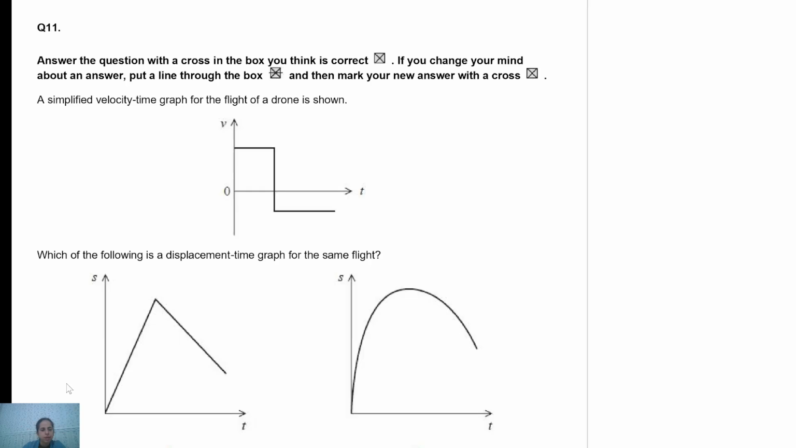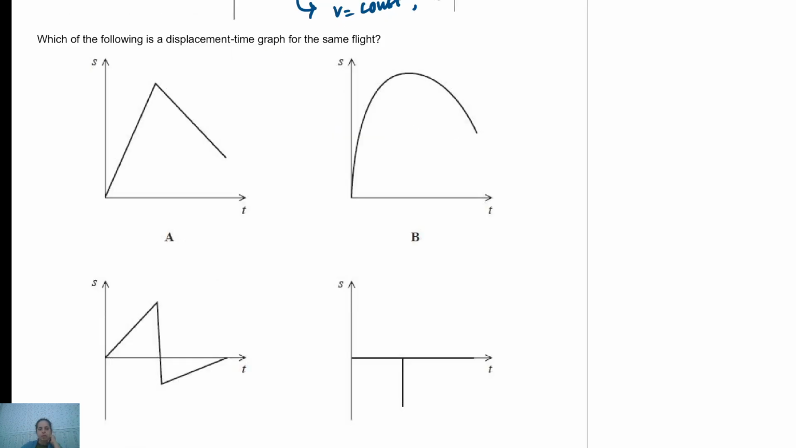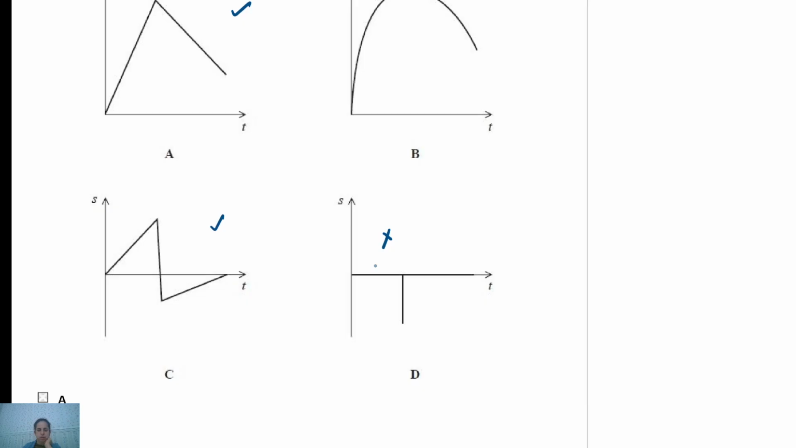Now it's asking for a displacement-time graph. So my velocity is constant. The displacement graphs have to be straight lines. So it clearly cannot be this. It'll be either this or this, definitely not this. Why not this? Because the time is constant and the displacement is decreasing. That doesn't happen. Time can never be constant, isn't it?